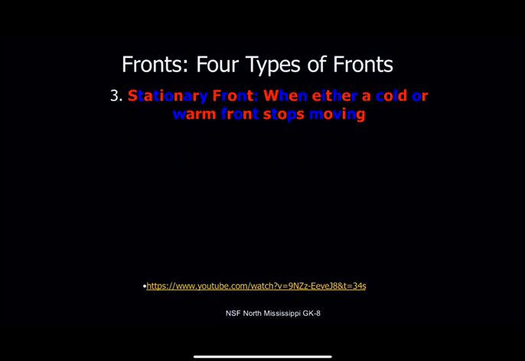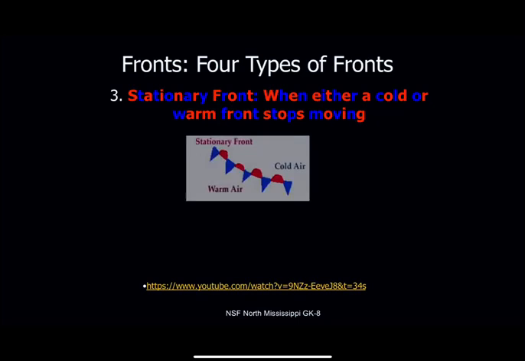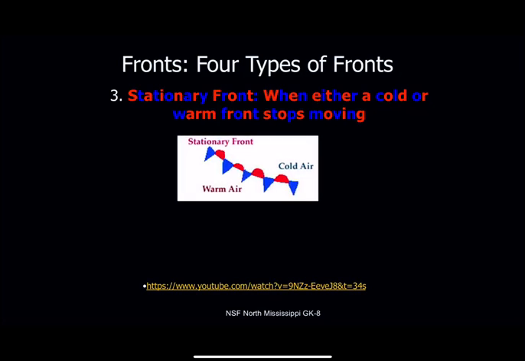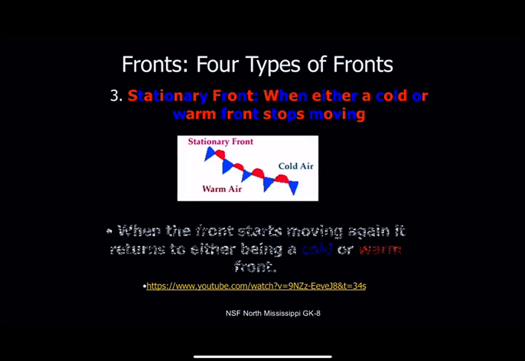So let's review. A stationary front is where either a cold or warm front stops moving. The warm air mass will be behind the red semicircles. The cold air mass will be behind the blue triangles. When the front starts moving again, it will return to either being a cold or a warm front.